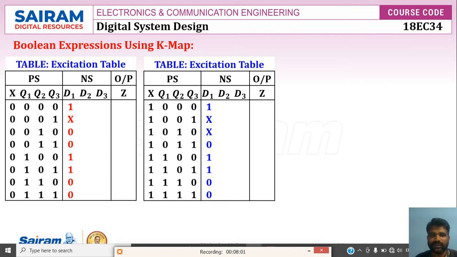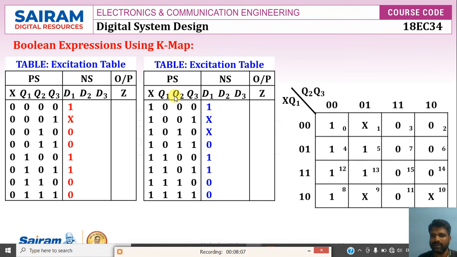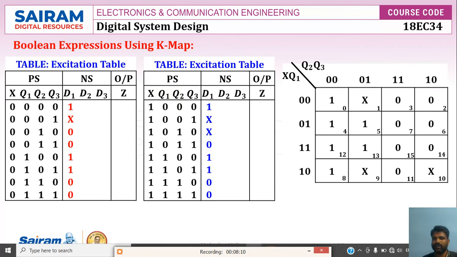Here there are 4 variables now, so a 4 variable map is considered. Cell numbers are also given 0, 1, 2, 3. Observe the entries. First 4 entries: 1, don't care, 0, 0. Next 4 entries: 1 1 0 0, see, 1 1 0 0, cells 6, 7.